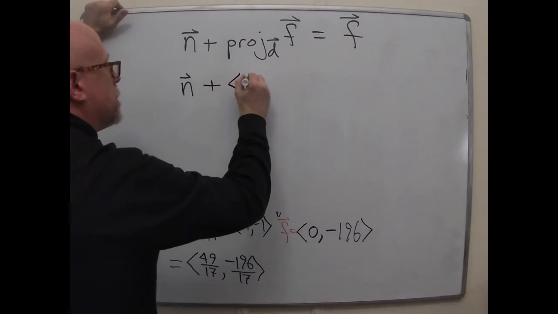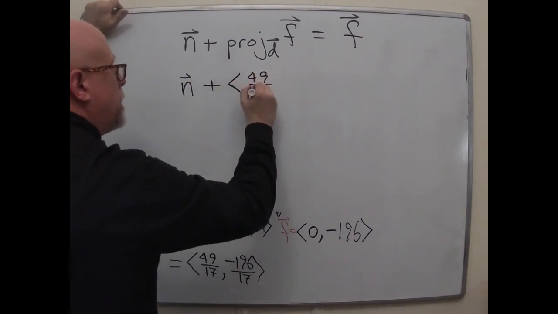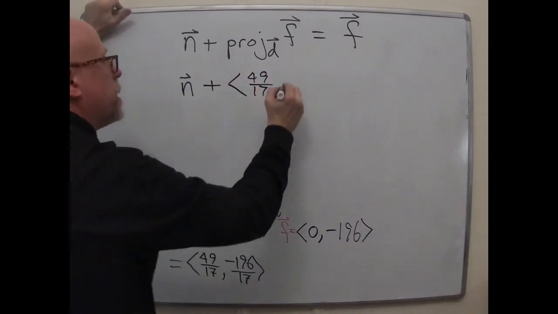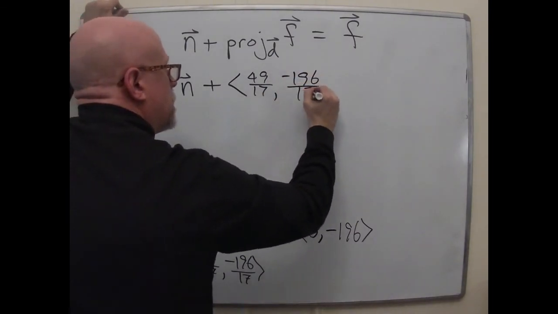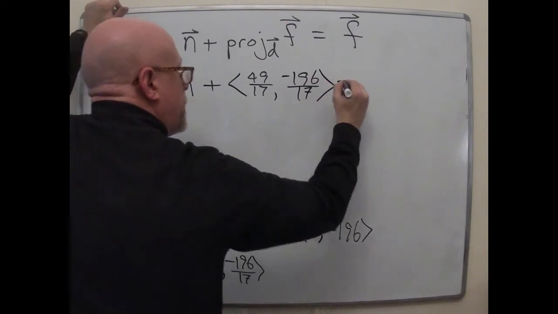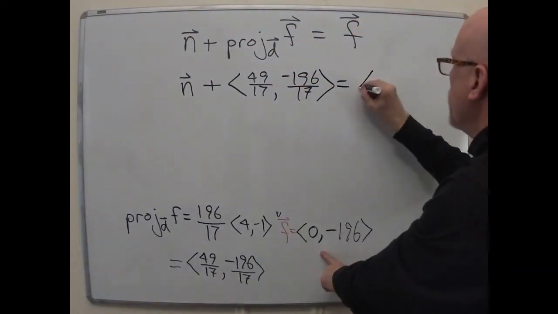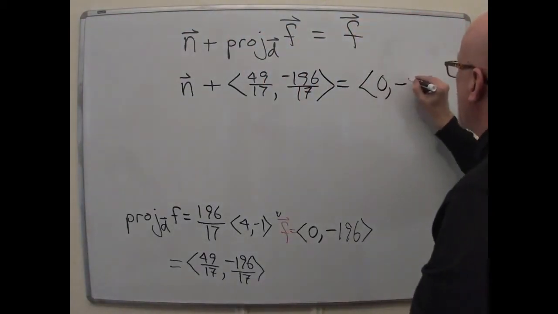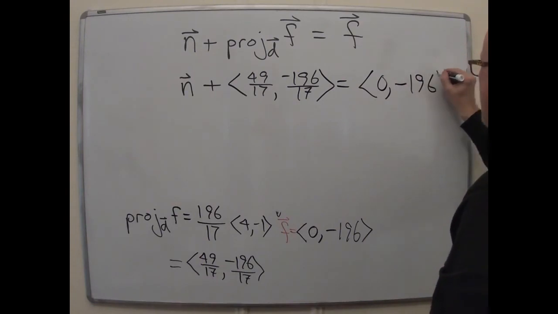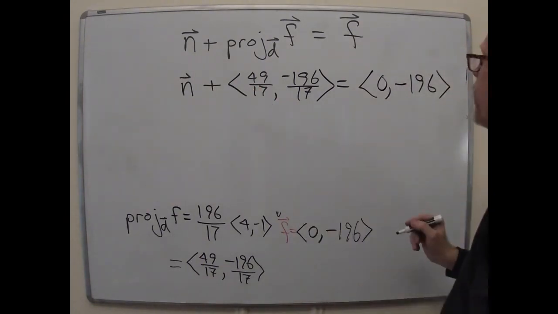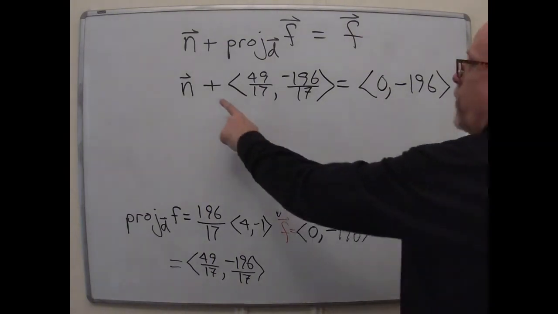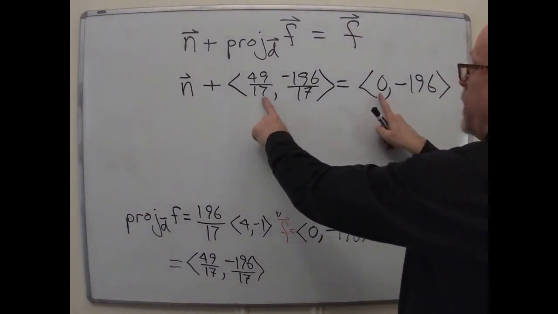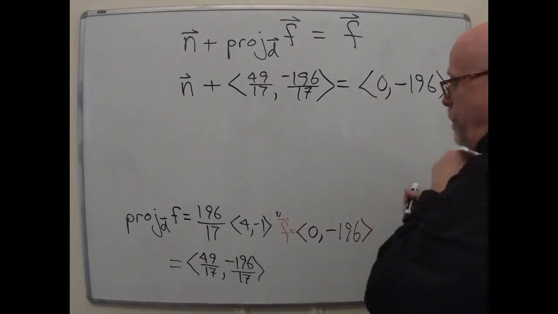It's 49 over 17 and minus 196 over 17, and that has to be equal to F, which was known as well. That's (0, -196). So what could the vector's components be? Well, you can see that n's x coordinate has to be the negative of the x coordinate of that.